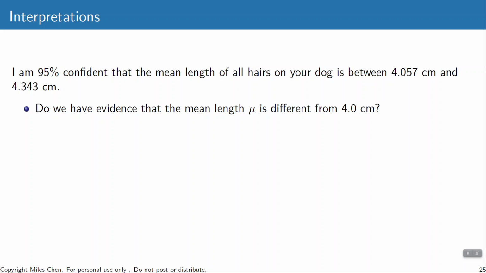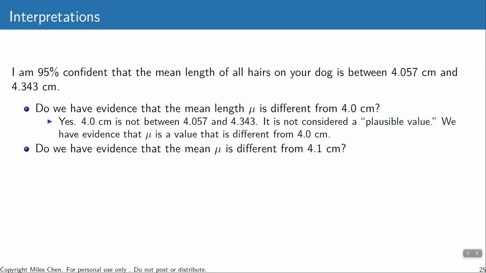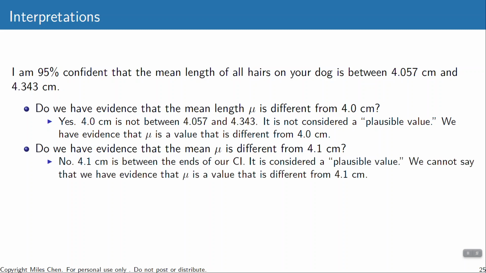So could it be 4.0? I'm going to say I'm pretty confident that it's not. Now, it could be, and I would be surprised if it were, but I'm pretty confident that it's not. I would say I have evidence that it's not going to be 4.0. 4.0 is outside the range. It's not a plausible value. Okay, do we have evidence that the mean is different from 4.1? Now 4.1 is inside the interval, so the number could be 4.1. It's not guaranteed that it is 4.1, but it could be 4.1. So it's a plausible value. I can't say that it's different from 4.1. It could be 4.1.